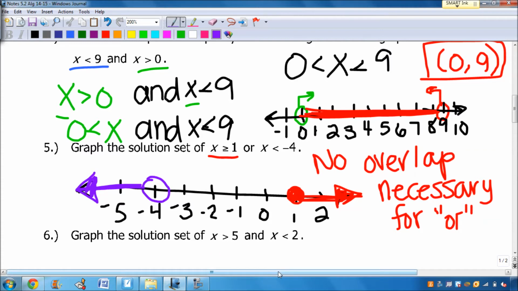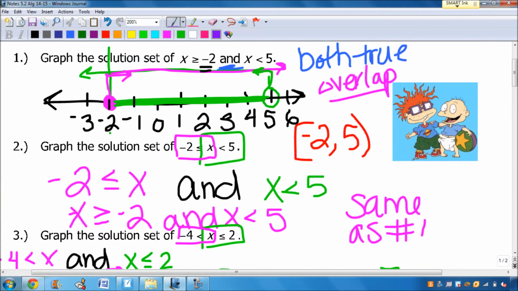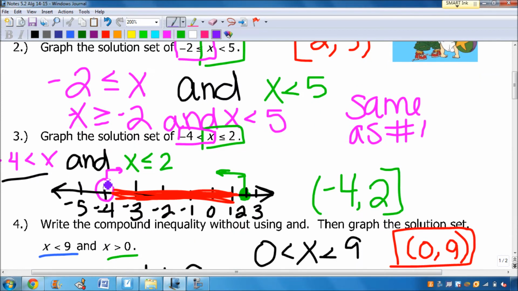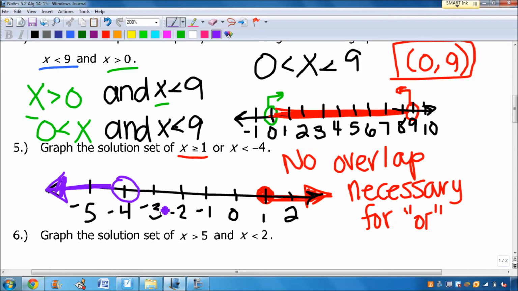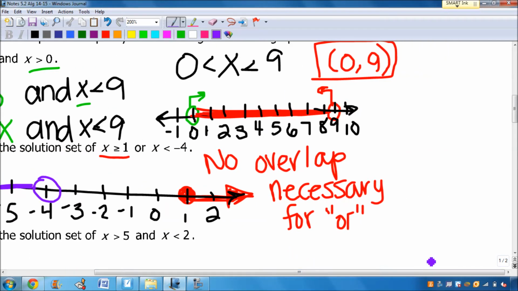So now, how do I write this out in interval notation? Well, in these examples right here, we only had one section. It was from -2 to 5. Or it was from -4 to 2, right? But in this example, we have two different sections. We've got our purple section and then we've got our red section. So we have two different intervals that we have to write out.